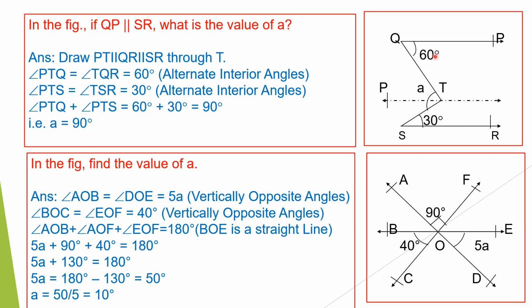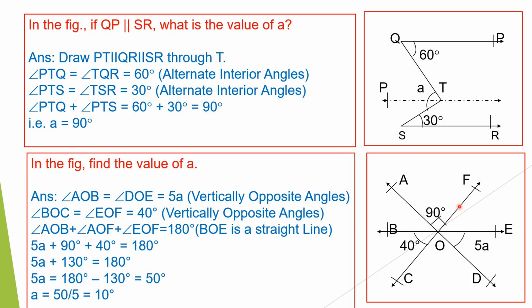If this angle is 60 degrees, angle PTQ, not A, is also equal to 60 degrees. Similarly, if this angle is 30 degrees, PTS is also equal to 30 degrees. So this angle is 30 degrees. When you add these two angles, you get 90 degrees. So A will be equal to 90 degrees. That's all. Now the next one.